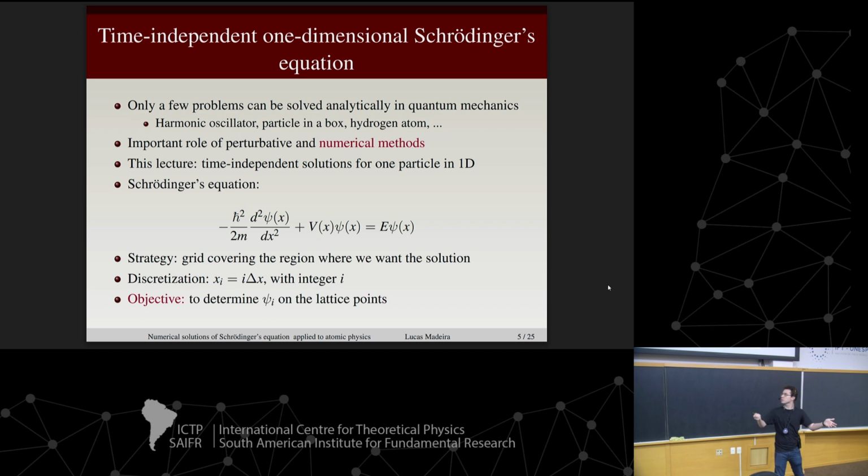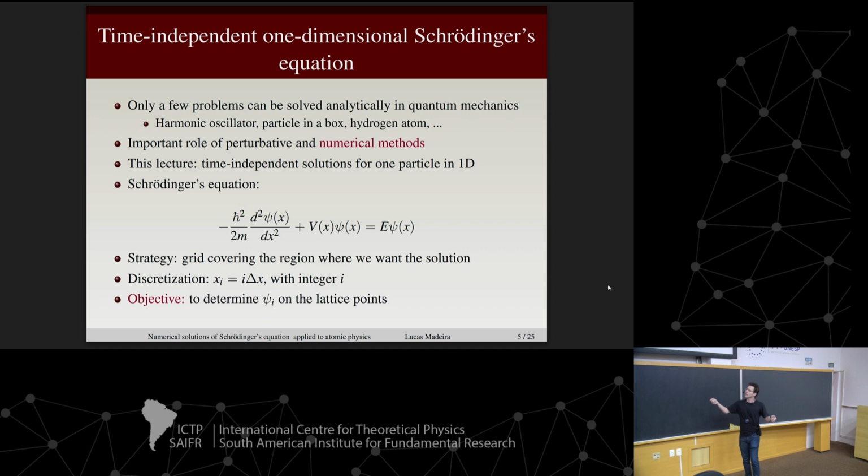So I'm going to write my discretized values of x as x_i. They're equally spaced by delta x, with i an integer, okay? And then this problem becomes: determine psi on the lattice points. Is it clear the strategy we're going to take? Questions? Okay.